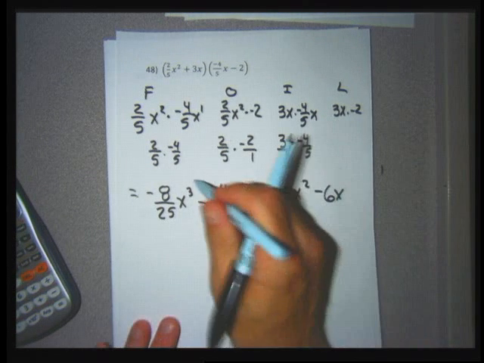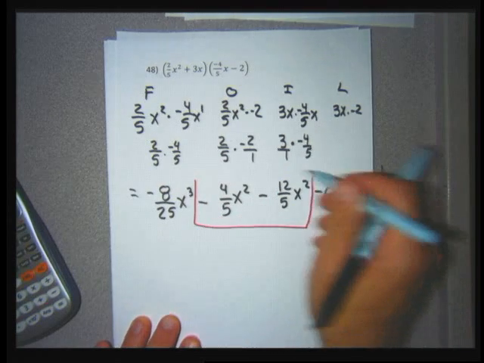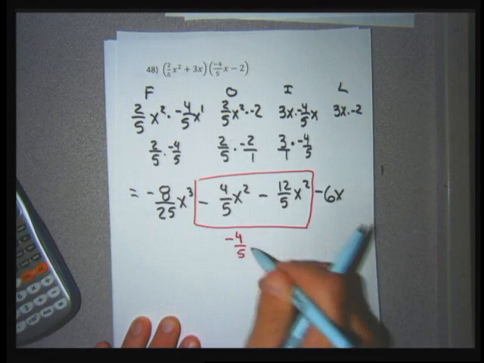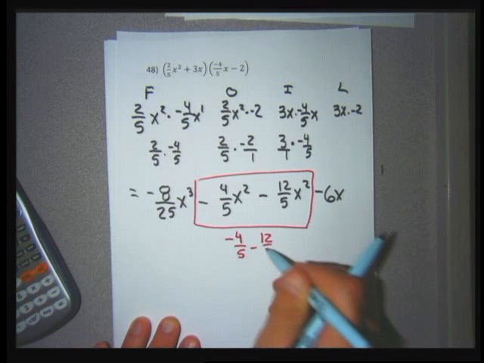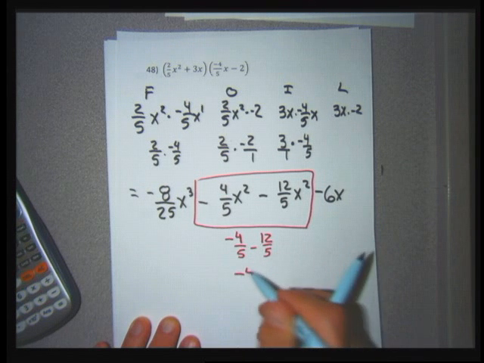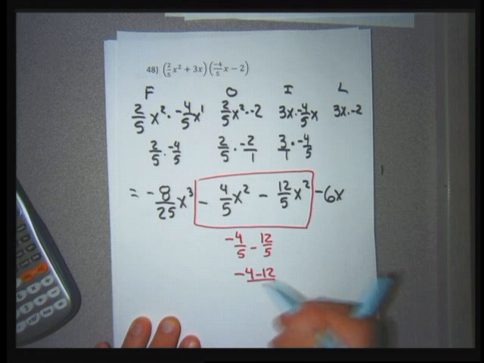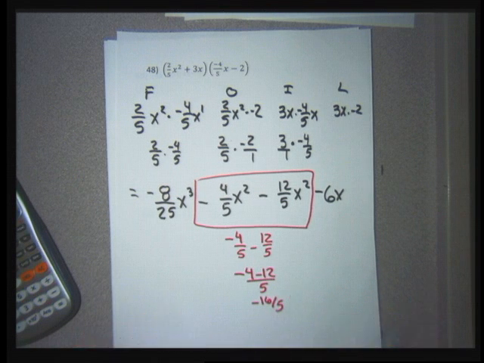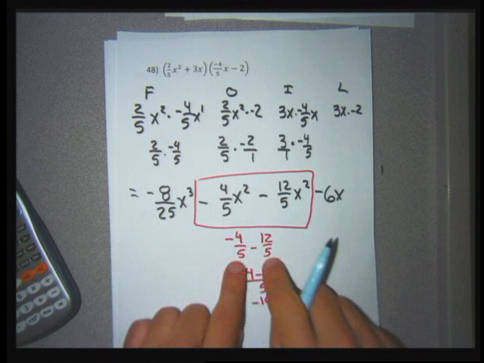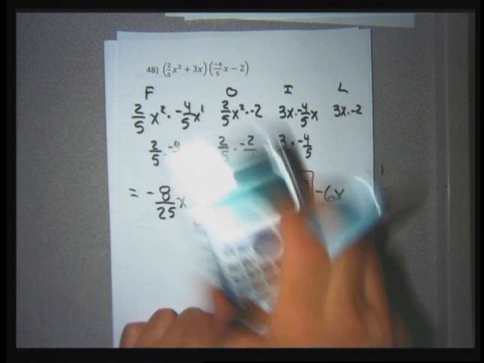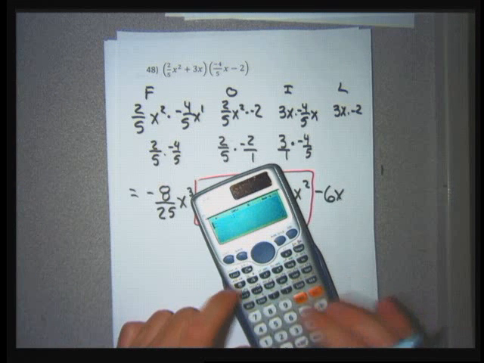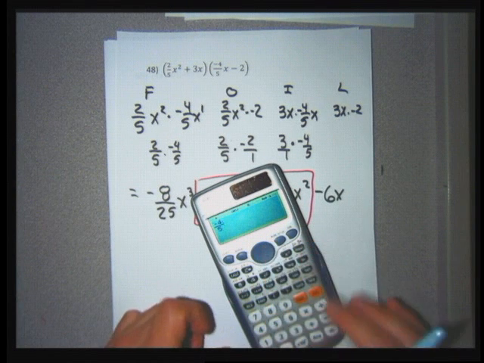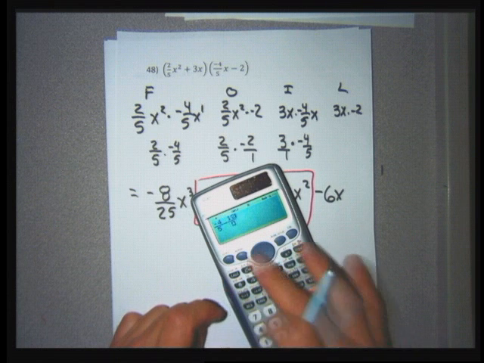And these terms can be combined. To combine these terms, I need to be able to go negative 4/5 minus 12/5, which is going to be negative 4 minus 12 over 5, which is going to be negative 16 over 5. Again, I could do the fraction work on my calculator without the letters if I did negative 4/5, so clear fraction negative 4 over 5 minus fraction 12 over 5.